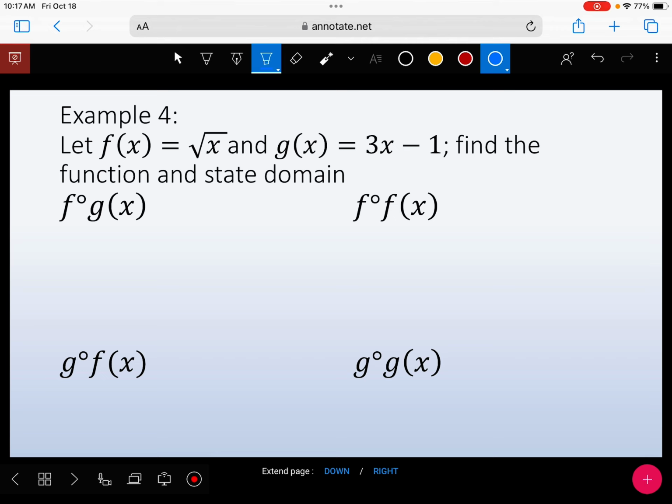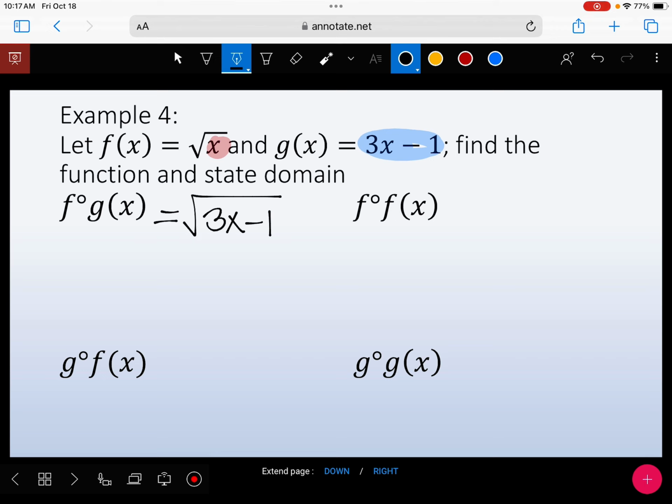So we're going to put in this first one. Now I'm noticing I have a red light, which tells me that all of my domains will no longer be all real numbers because I have a square root. So for the first question, I'm going to put g inside of f, which means I'm going to take this and put it here. So my function becomes the square root of 3x minus 1.